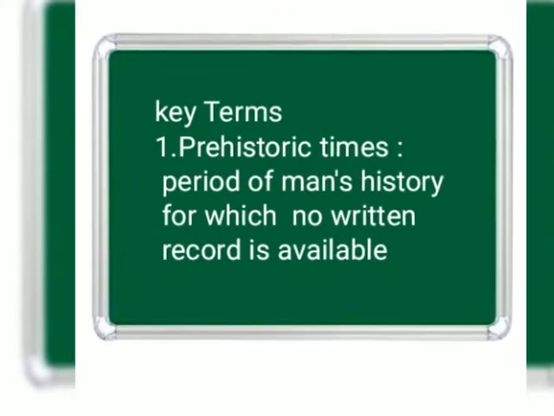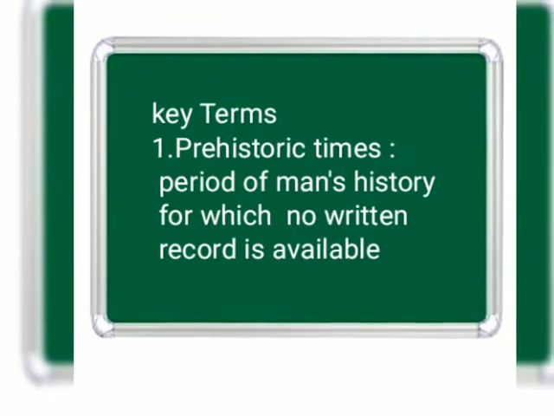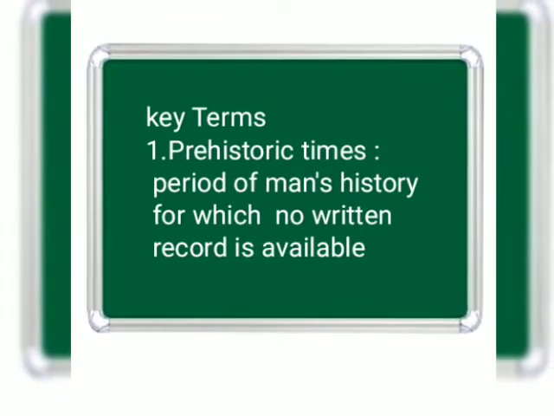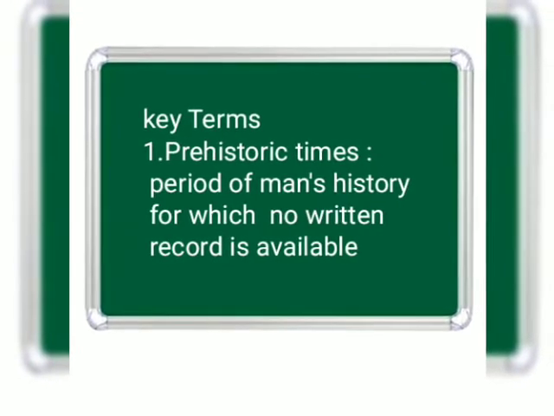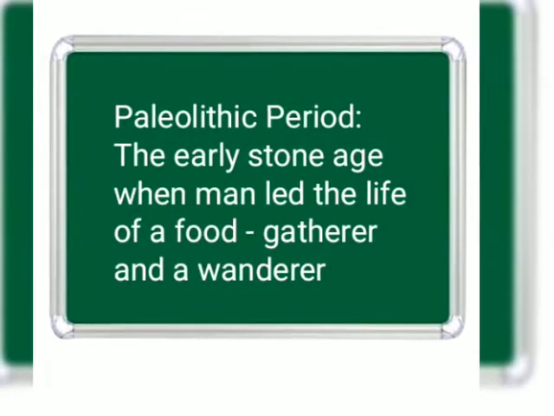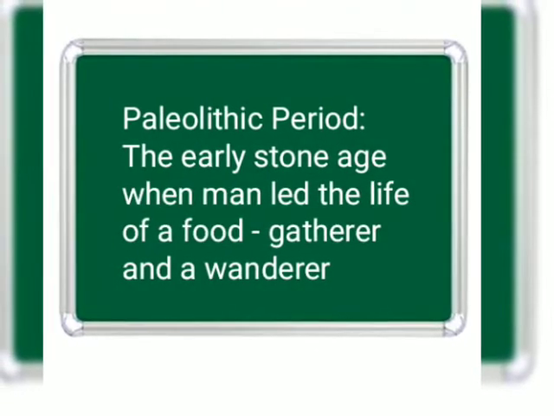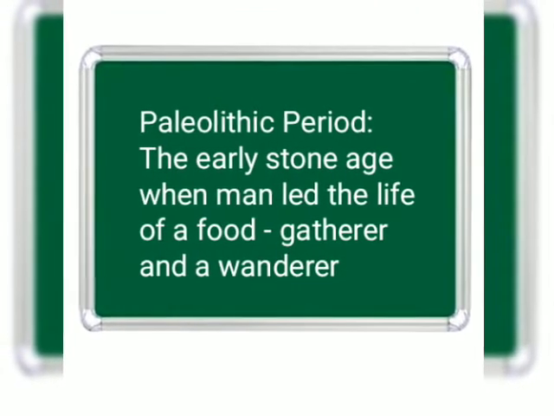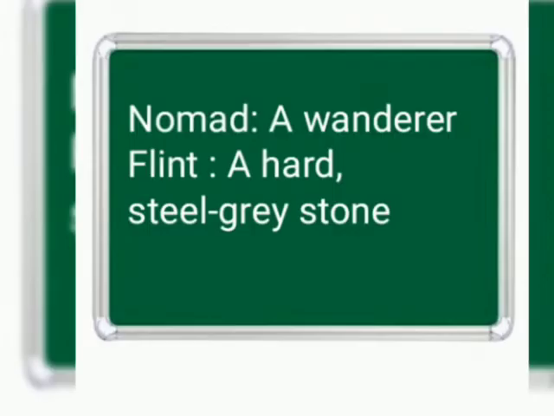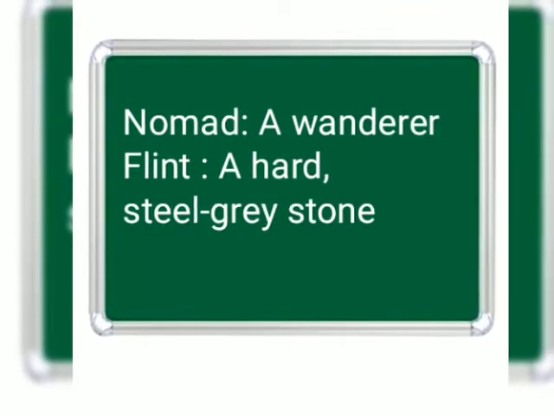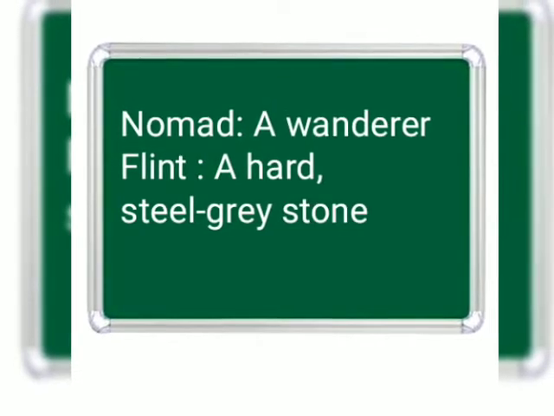Now, let's have a recap of the key terms of chapter 2. Prehistoric times. Prehistoric time is a period of man's history for which no written record is available. Paleolithic period, the early Stone Age when man led the life of a food gatherer and wanderer. Nomad, a wanderer. Flint, a hard steel grey stone.